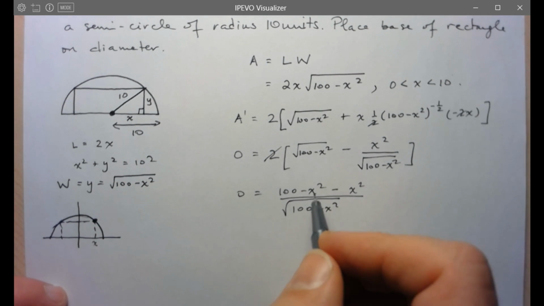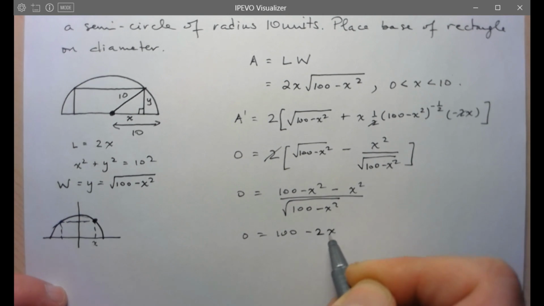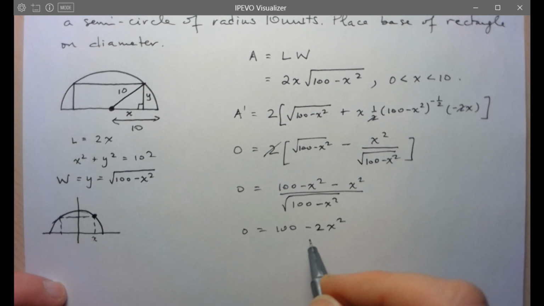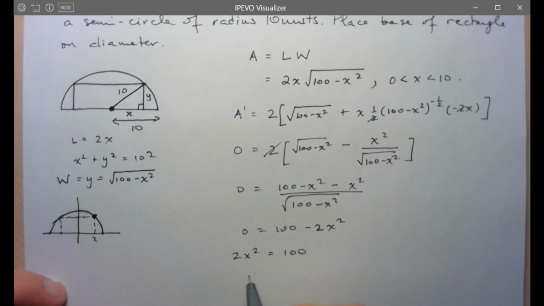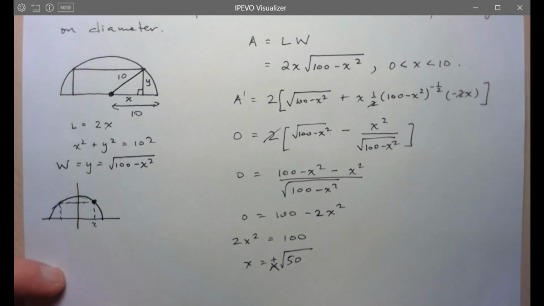All right, so we have here 0 equals 100 minus 2x squared. Okay, so if we solve for x, I'll bring the negative 2x squared to the other side, 2x squared equals 100. So x squared is equal to 100 divided by 2, which is 50. And then I have to take the square root of both sides, so plus or minus square root of 50. And of course, I'm not interested in the negative portion here because x is representing a measure of length. Okay, so that means there's only one critical point, square root of 50.